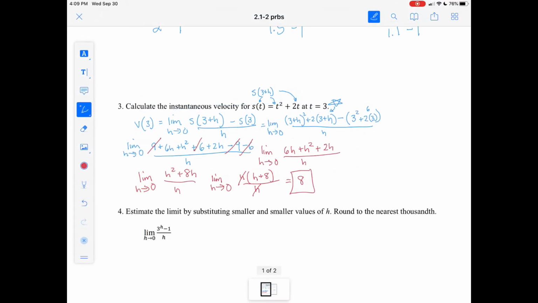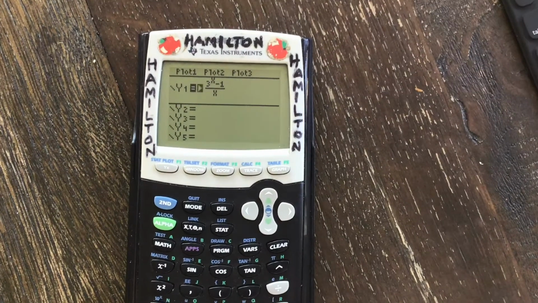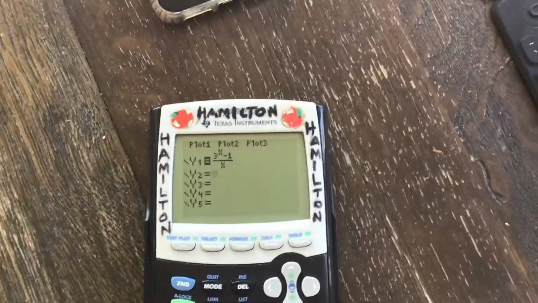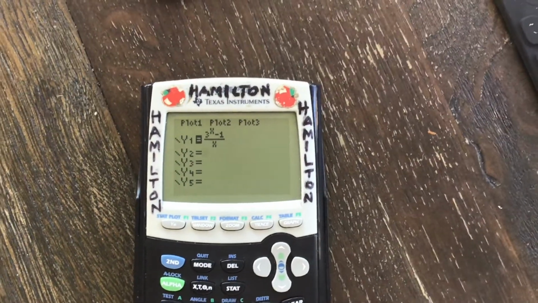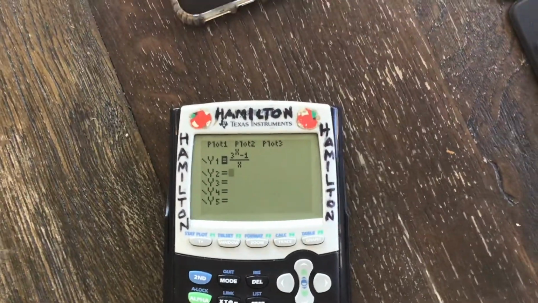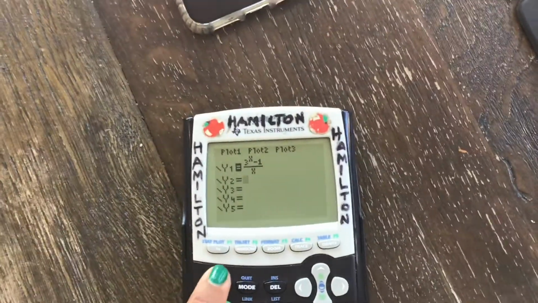So here we're asked in problem 4 to estimate the limit by substituting smaller and smaller values of h. It's another calculator question, and we are asked to round to the nearest thousandths. That's what we're going to do for the rest of our lives together, people. We're rounding to at least 3 decimal places at the very end. So let's see what this looks like on our calculator. You'll notice in y equals, I have 3 to the h minus 1 over h, and I just have x's in place of my h's, and it asked us to substitute smaller and smaller values of h.